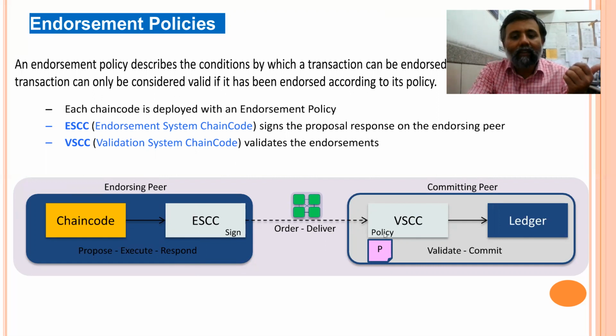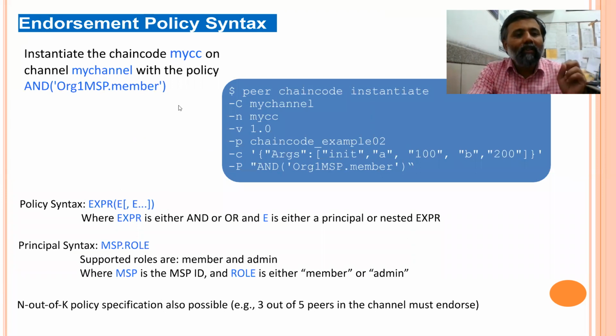And again, this endorsement policy is used. Whenever the endorsing peer responds to the client, the client will submit to the ordering service. After ordering, it will be submitted to the committing peer, and after that, validation happens, and then it is committed on the ledger. So let's explore this endorsement policy in more detail.